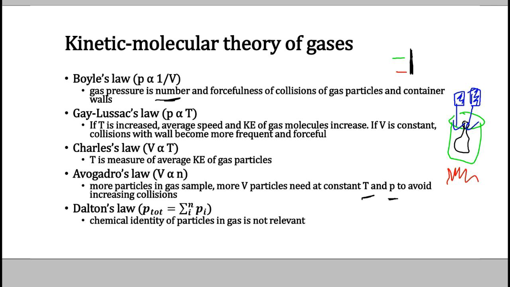And finally, Dalton's law that we just discussed today, that we said the total pressure is equal to the sum of the partial pressures. This just says that if everything's acting independently of each other, the identity of the particles in the gas is not relevant for the ideal gas law. So that's what taking these macroscopic laws and observations that we've made and thinking about them at the molecular level, what they're actually saying.